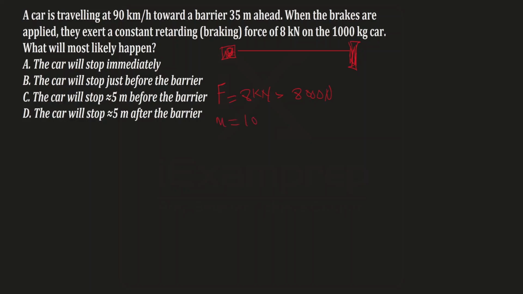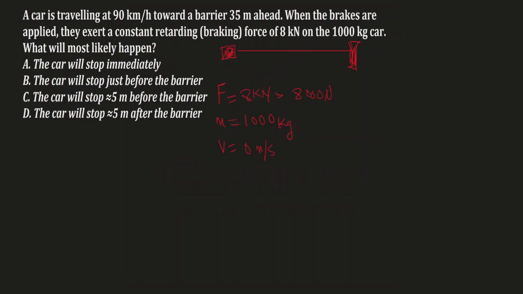We are given a mass. The mass is 1,000 kilograms, a 1,000 kilogram car. What will most likely happen? Since the brake was applied, what will most likely happen is that we are bringing the car to stop because we have a barrier ahead. So if the car is brought to a halt, it means that the final velocity will be 0 meters per second.